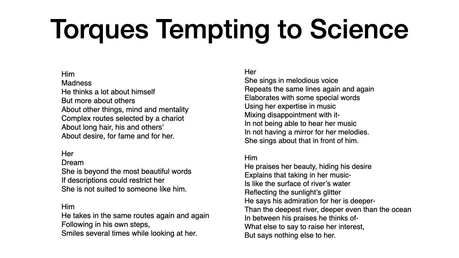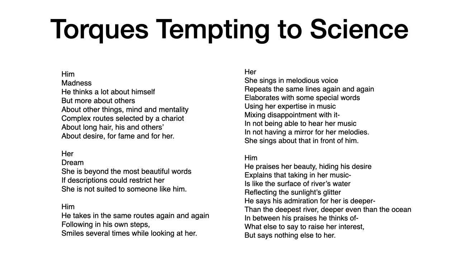Him. He praises her beauty, hiding his desire, explains that taking in her music is like the surface of a river's water, reflecting the sunlight's glitter. He says his admiration for her is deeper than the deepest river, deeper even than an ocean. In between his praises, he thinks of what else to say to raise her interest. But he says nothing more.